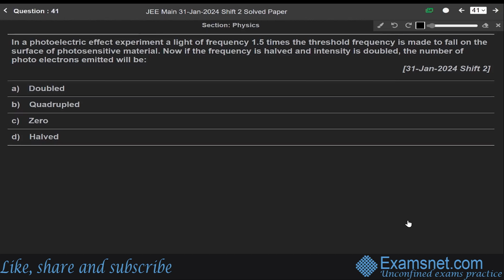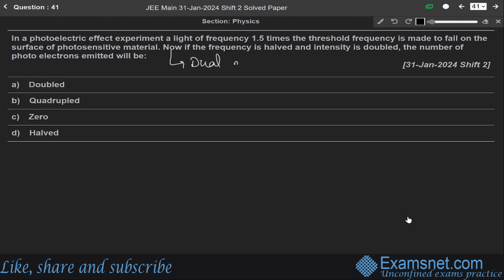Now, the next question is 41. In a photoelectric effect experiment, a light of frequency 1.5 times the threshold frequency is made to fall on the surface of photosensitive material. Now, if the frequency is halved and intensity is doubled, the number of photoelectrons emitted will be. So, this question is from the chapter of dual nature of matter and radiation.